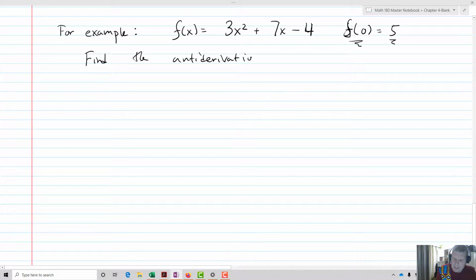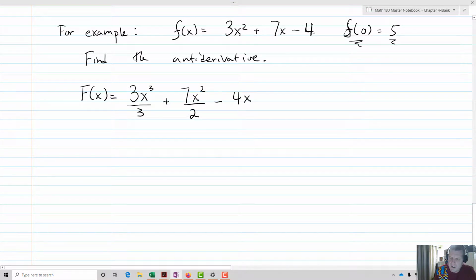And in this case, we're not going to get a general antiderivative. What we're going to get is a very specific one. So we'll first start with f of x. Our big F of x is going to equal, so we'll take 3x squared first. That gives me 3x cubed, and we'll divide by 3. 3x cubed divided by 3, plus 7x squared divided by 2, minus 4x, and that's because 4 is a constant, right? So negative 4 is the derivative of negative 4x. And then this will be plus c.